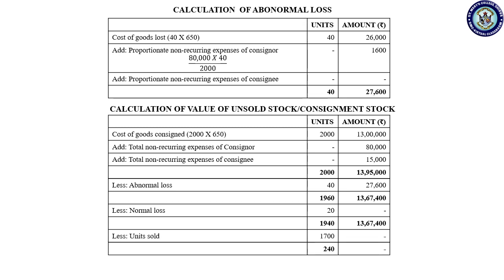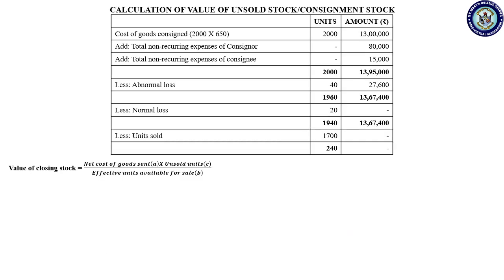Then units sold, and you will get the effective units. If you do the cross multiplication, you will get the closing stock. So the formula is net cost of goods sent into your unsold units divided by effective units available for sale, that is cross multiplication. If you do the cross multiplication, you will get the value, that is 1,69,163.